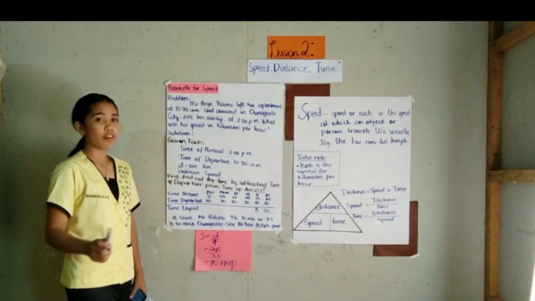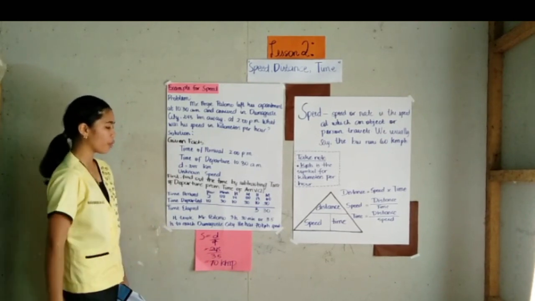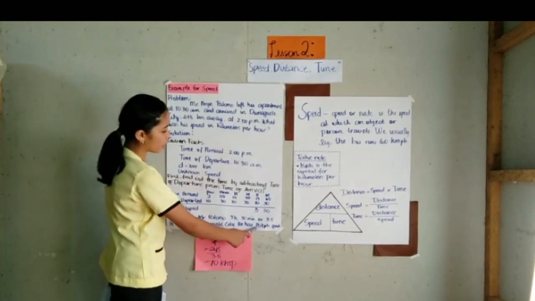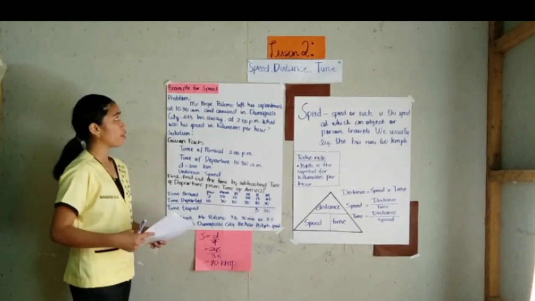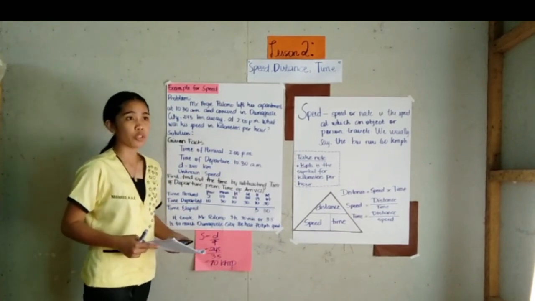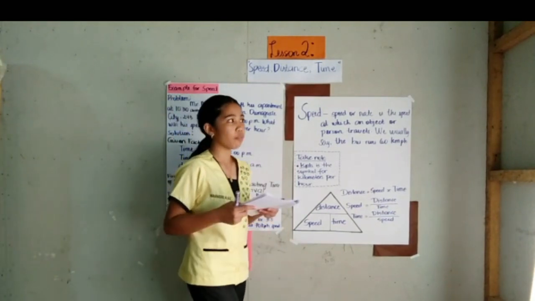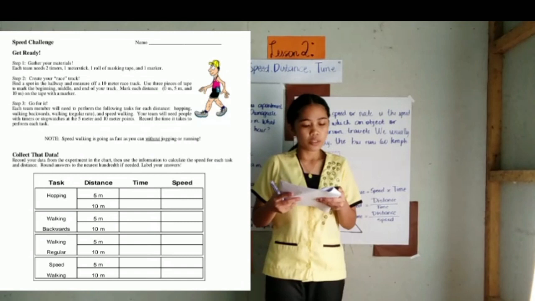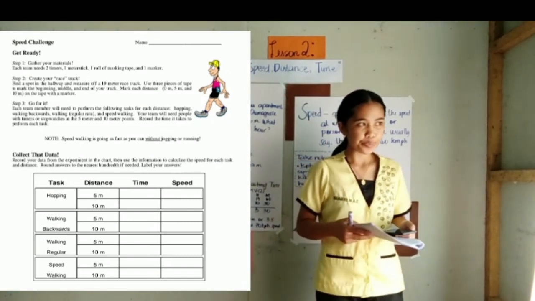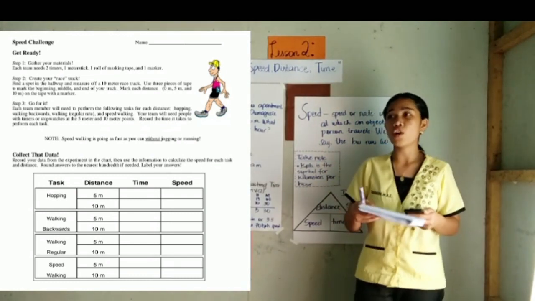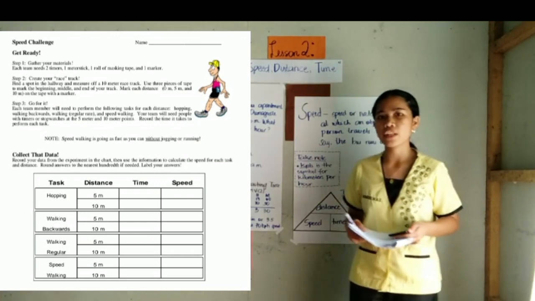Therefore, it is 70 kilometers per hour. So he has a speed of 70 kilometers per hour. So that's the way on how we are going to compute the speed. A good activity for our pupils is the speed activity challenge. This challenge is great for teaching our students and for collaboration with their peers.